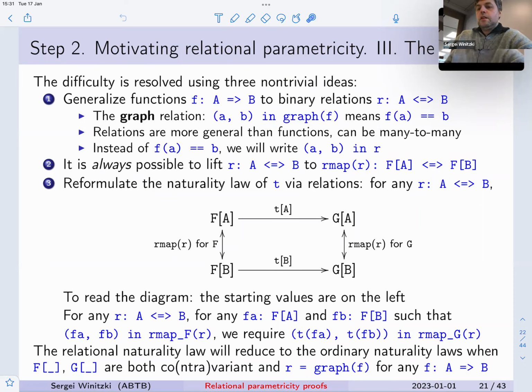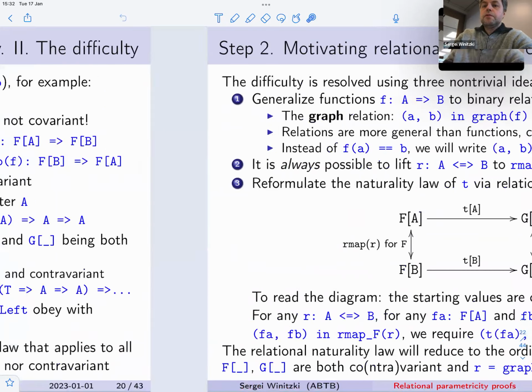Now, I will motivate why this makes sense, but this is a generalization of the naturality law, where you just replace functions here by relations. In the naturality law, you have a lifted function here from fa to fb, from ga to gb. Here we have a lifted relation. So that is the generalization. And it turns out that when f and g are both contravariant or both covariant, and R is a graph relation for a certain function, then this reduces to the naturality law with functions, to this law.